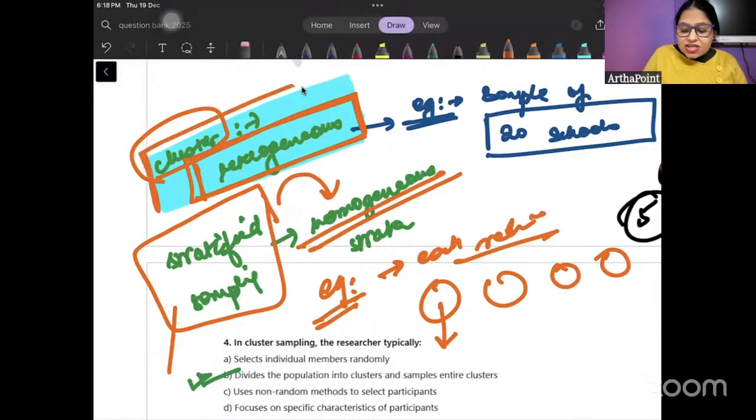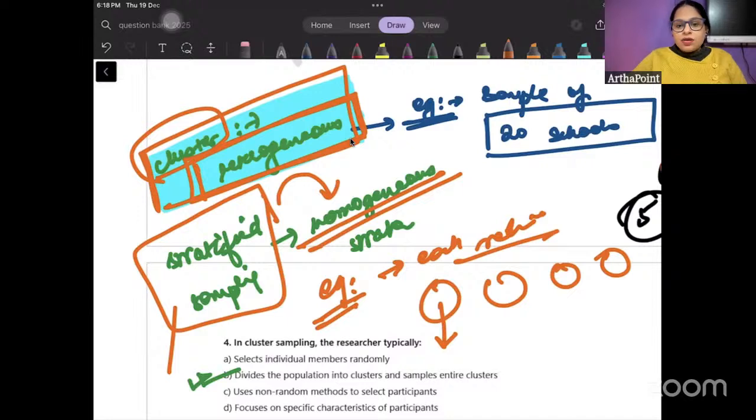But cluster is just created for our ease, right? Cluster is where you go ahead and you just divide population randomly in some parts, right? It can be based on geographical grouping. It can be based on some natural grouping, but internally cluster will be heterogeneous in nature. उसका जरूरी नहीं है properties will match. That is what is called as cluster sampling.